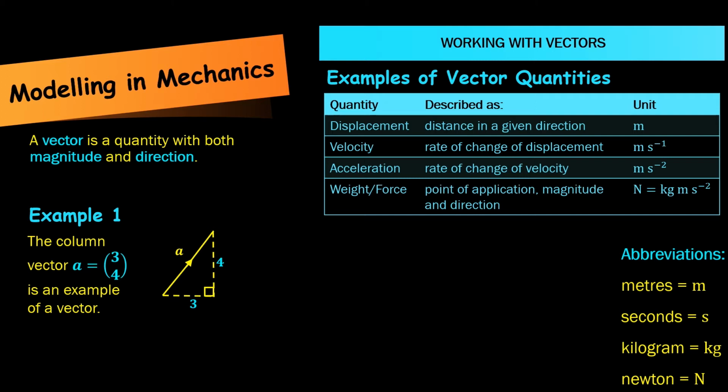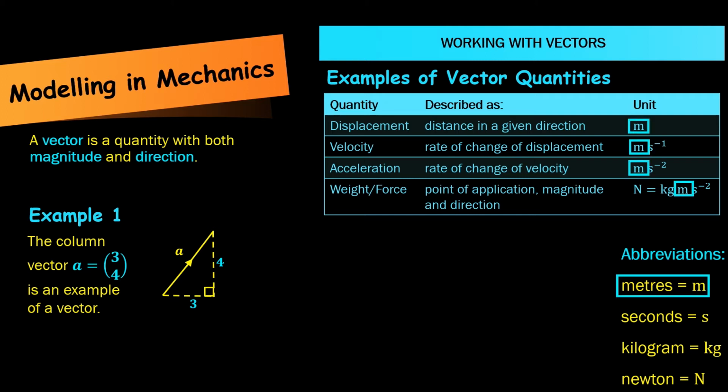Velocity is the rate of change of displacement. Its SI unit is meters per second. Acceleration is the rate of change of velocity. This is measured in meters per second squared. And finally, weight or force is described by magnitude, direction, and point of application.